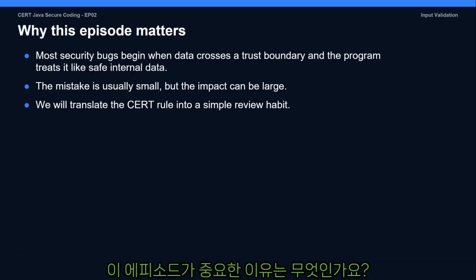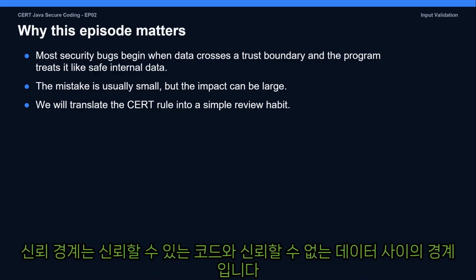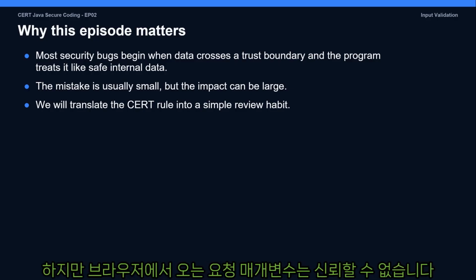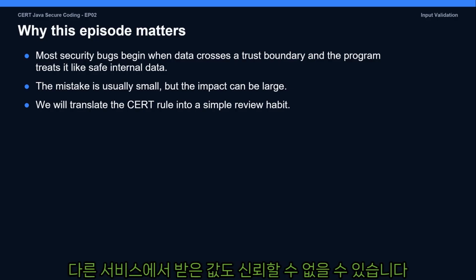Why does this episode matter? Most security bugs begin when data crosses a trust boundary. A trust boundary is the line between trusted code and untrusted data. For example, your server code may be trusted, but a request parameter from a browser is not trusted. A file uploaded by a user is not trusted. A value received from another service may also be untrusted.